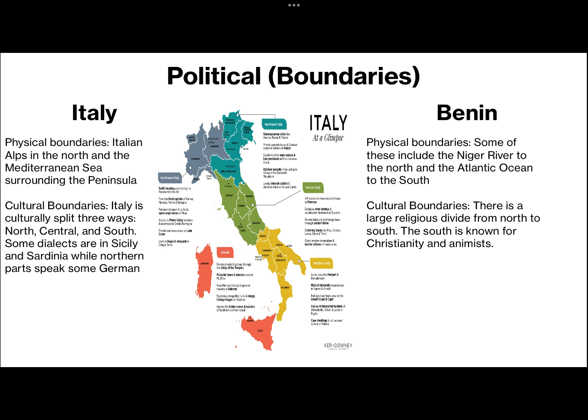And then for Benin, the physical boundaries include the Niger River to the north and the Atlantic Ocean to the south. There are also some lowlands to the west. The cultural boundaries there are the largest religious divide from the north and south. The south is known to be Christian and animists, while the north is known to be Islamic.